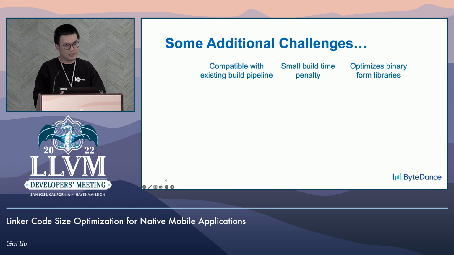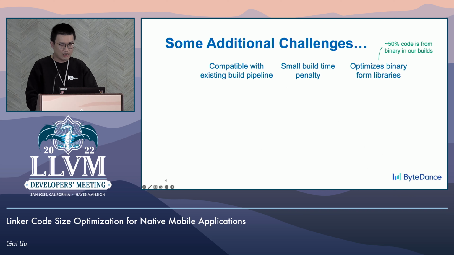The last point here is more specific to our own build flow. We have a multi-repo setup where a significant portion of code is pre-compiled into binaries, and the corresponding source code is not available during build time. In fact, we estimate that around half of our source code is only available in binary form during builds. And in a more general sense, many applications contain significant portions of third-party libraries where the source code or the IR is often not available. So it would be great if we could devise optimizations that are effective on binary objects as well.